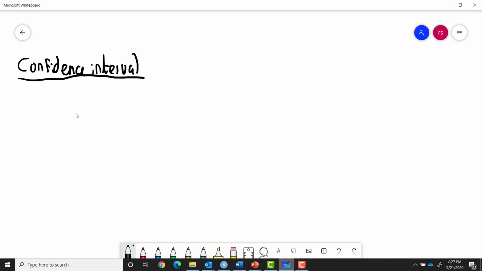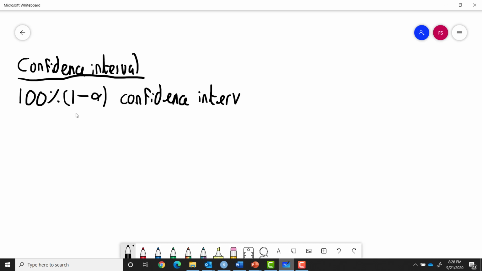We're not going to do the math here, we're just going to do it in R, because the math, particularly when you get to multiple regression, which is lots of independent variables, gets very, very complicated. So a 100 times 1 minus alpha percent confidence interval. Now this is actually for the regression line. Given an x, this is for the regression line at that point.